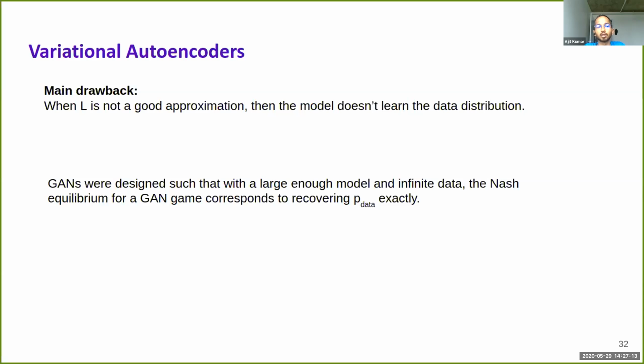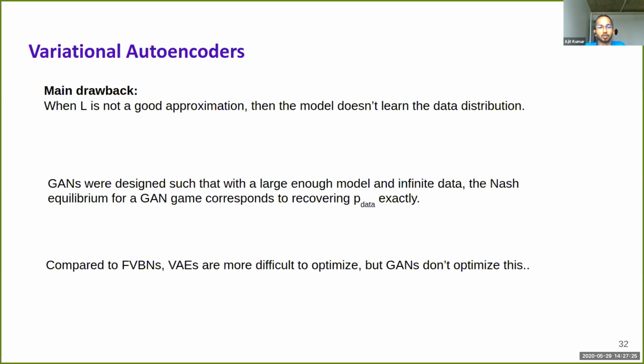GANs have an advantage over this: in an equilibrium state, we can prove that it is trying to recover exactly the whole distribution. And compared to the previous models that were fully visible belief networks, one of which was pixel RNN, this is more difficult to optimize, but GANs are not an improvement in this respect.